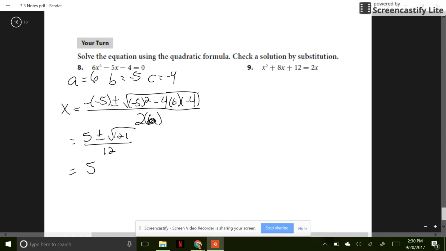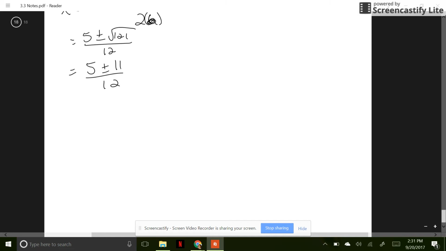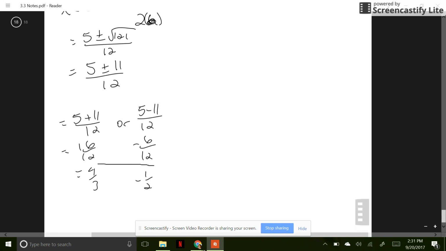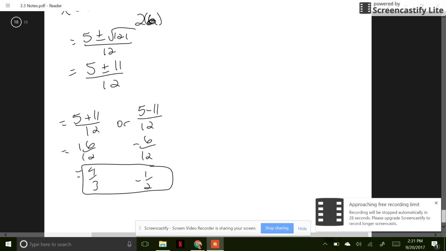Well, lucky for us, the square root of 121 is 11. So since we will have 2 real solutions here, we can go ahead and break it up. So we can say 5 plus 11 over 12, which would be 16 over 12, which reduces to 4 over 3, or 5 minus 11 over 12, which is negative 6 over 12, which is negative 1/2. So those are the 2 solutions that we have there.